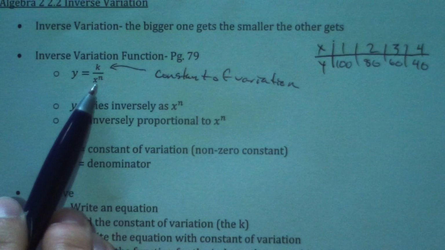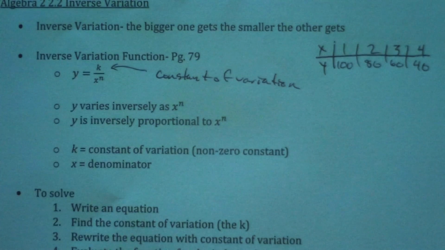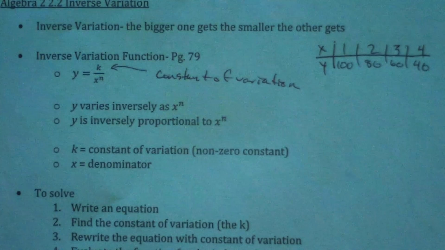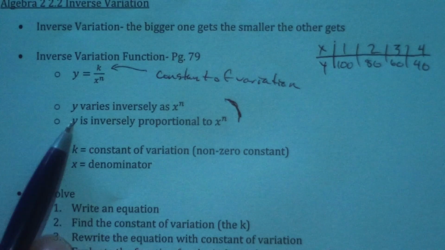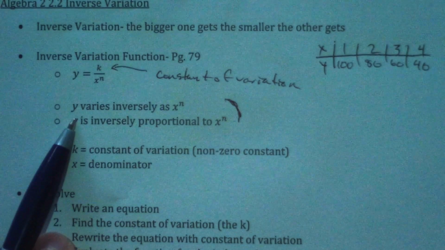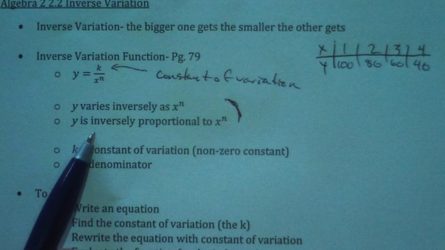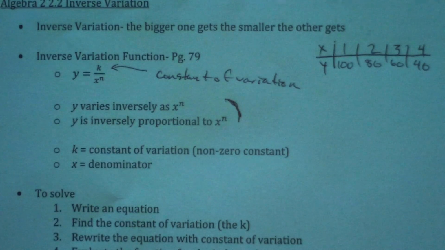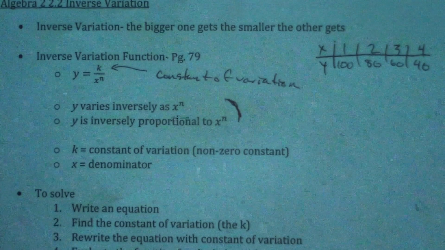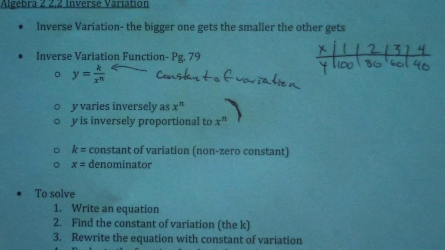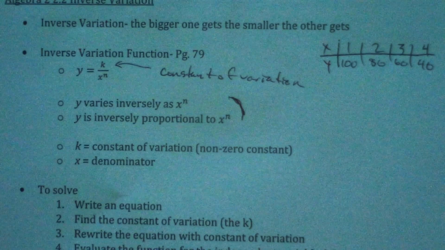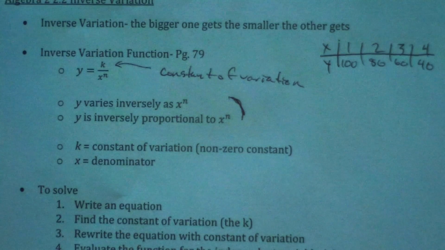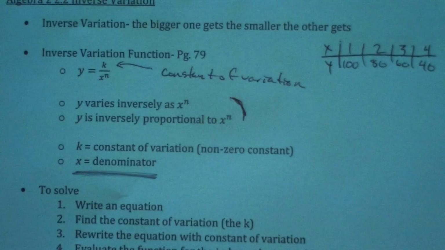Same as last week, here is how we could read these out loud. They could read this as y varies inversely as x to the power of n, or they could also use inversely proportional. Those both mean an equation like that. Again, k is our constant of variation. It can't be 0, because if it was 0 on the top and we divided by any number, it would just give us a 0, which is not very helpful. The important thing is our x is always in the denominator, which means the bottom of our fraction. And our steps to solve are exactly the same as with the direct variation stuff.